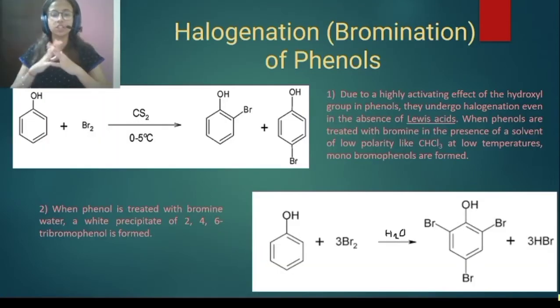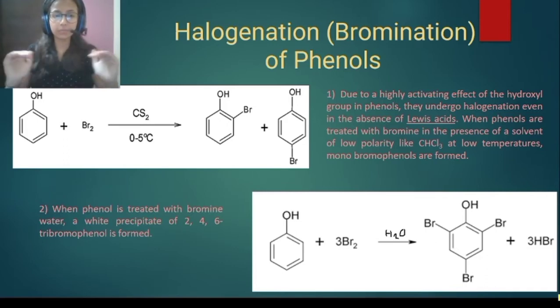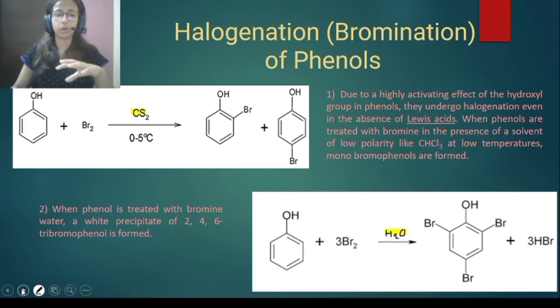Now we will see halogenation of phenol, particularly bromination. So we have two cases over here. First, when we have CS2 with bromine, and second, when we have water with bromine. When we add bromine and phenol at very low temperature in the presence of carbon disulfide, we get mono-substituted bromophenols, like these two: ortho-bromophenol and para-bromophenol. Whereas if we carry out the same reaction with bromine water, we get the white precipitate of 2,4,6-tribromophenol. Now we will discuss these two reactions in detail in the following slides.